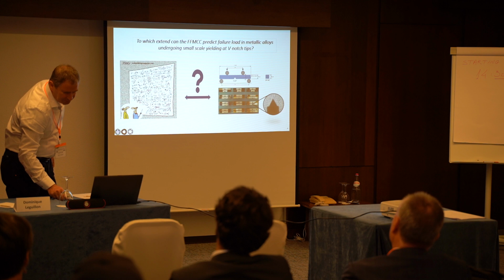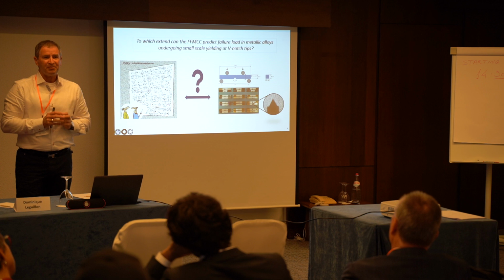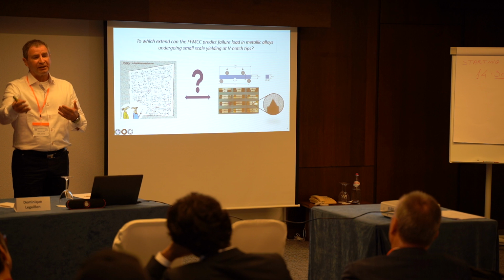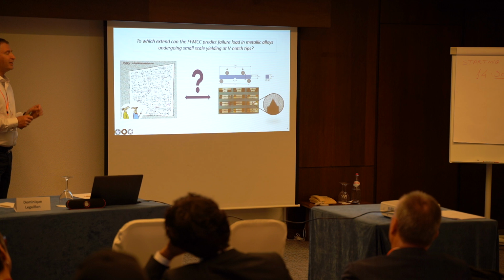So the question is, if we have a metal, which we call quasi-brittle, with a very small plastic zone at the V-notch tip, can we use the coupled criterion for brittle materials in order to predict? How far off would our predictions be if we use the coupled criterion for brittle materials when we have a very small plastic zone at the V-notch tip?